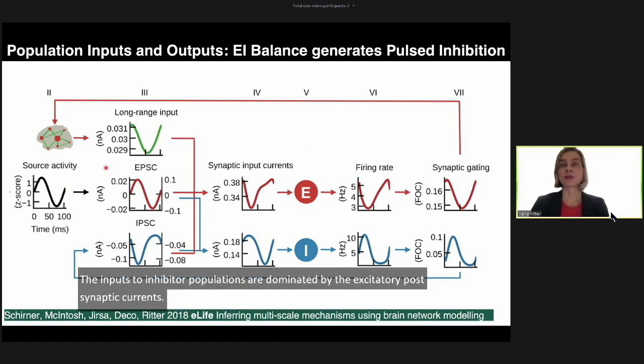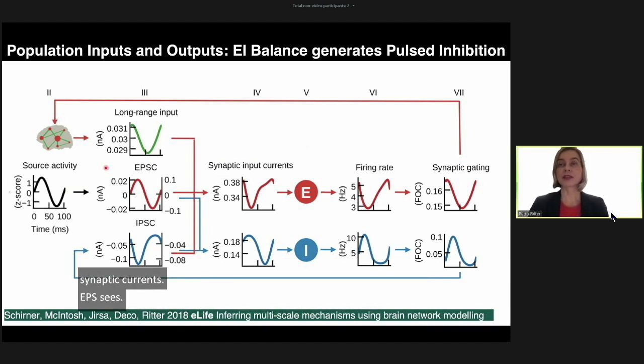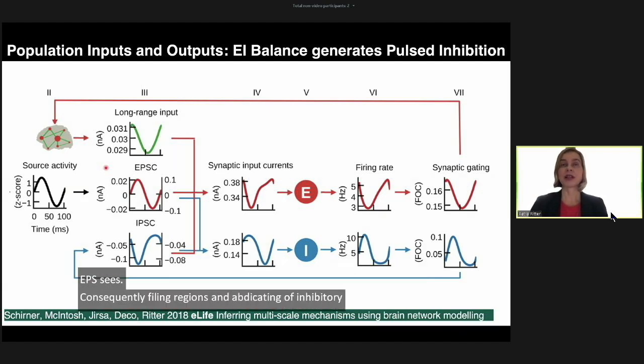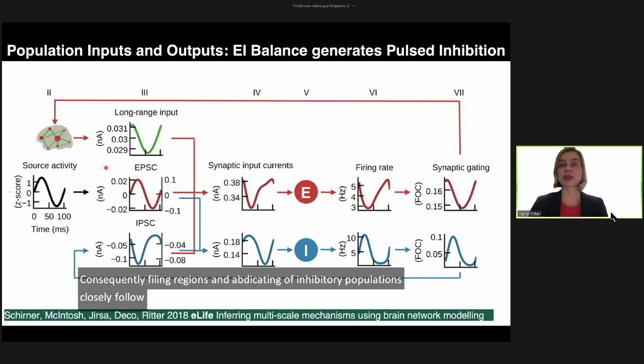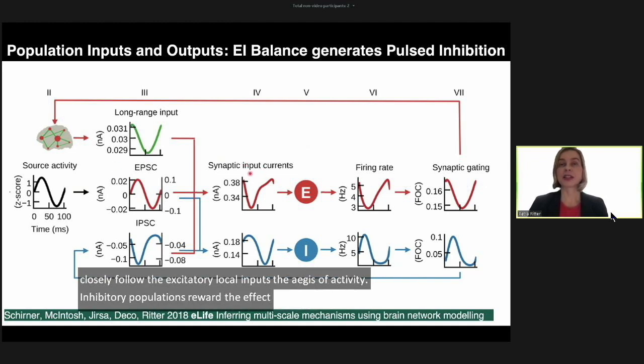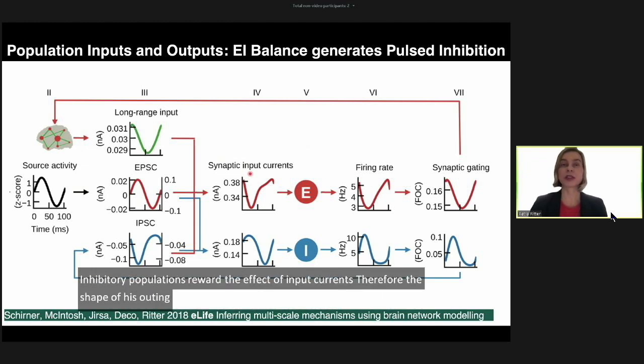The inputs to inhibitory populations are dominated by the excitatory postsynaptic currents, EPSCs. Consequently, firing rates and synaptic gating of inhibitory populations closely follow the excitatory local inputs, the EEG source activity. Inhibitory populations revert the effect of input currents. Therefore, the shape of resulting inhibitory postsynaptic currents is inverted with respect to source activity shape.